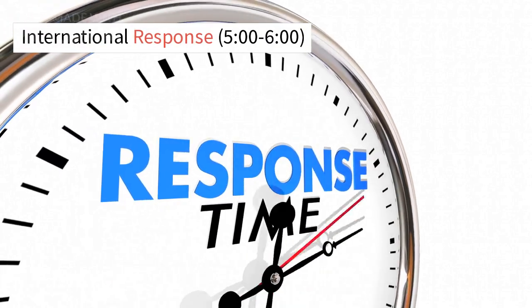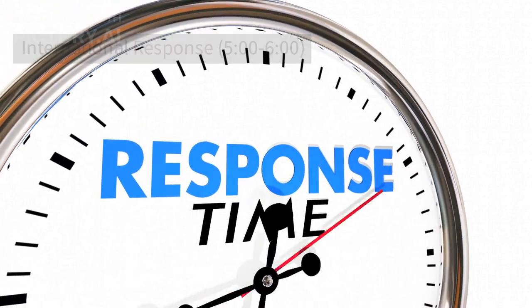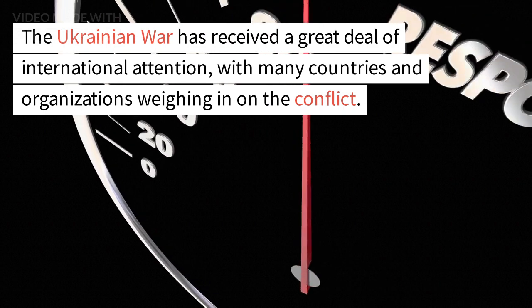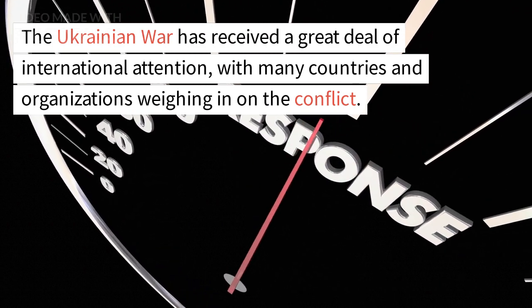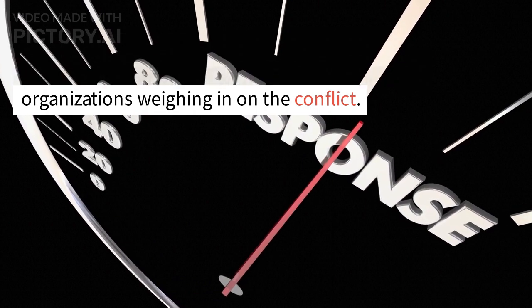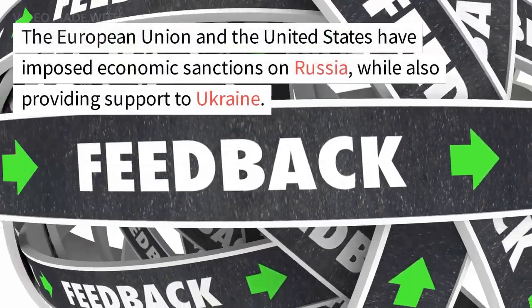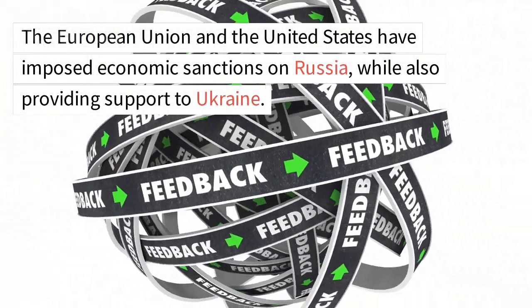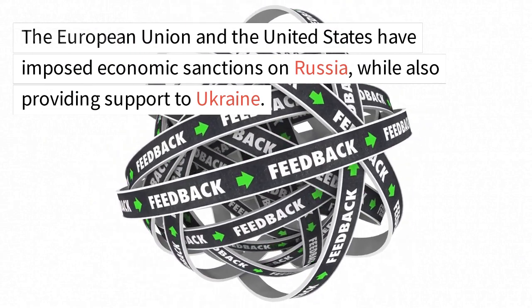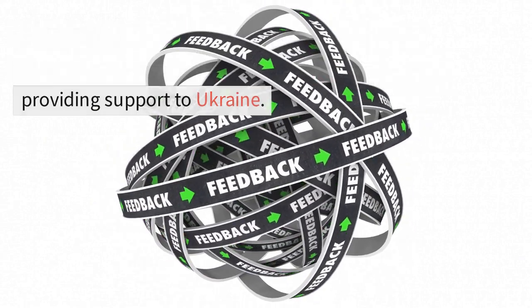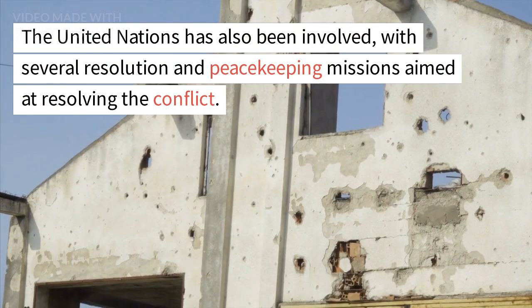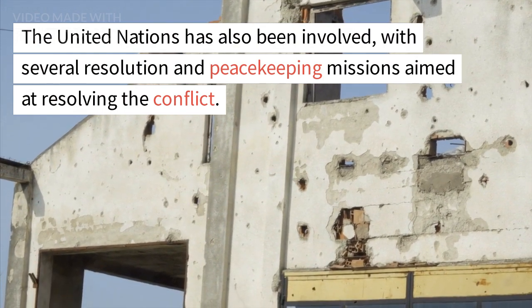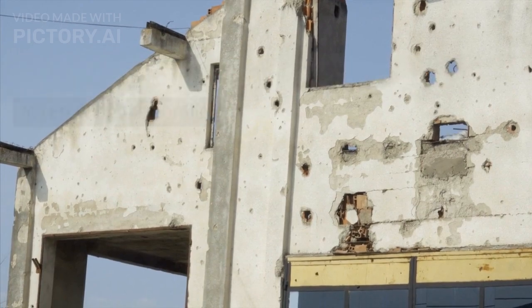International response. The Ukrainian war has received a great deal of international attention, with many countries and organizations weighing in on the conflict. The European Union and the United States have imposed economic sanctions on Russia, while also providing support to Ukraine. The United Nations has also been involved, with several resolutions and peacekeeping missions aimed at resolving the conflict.